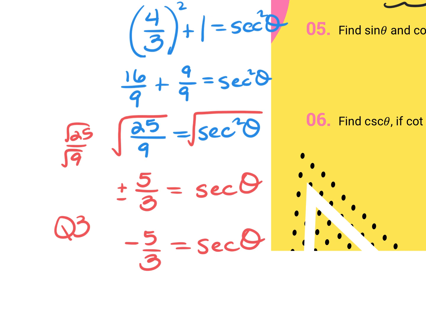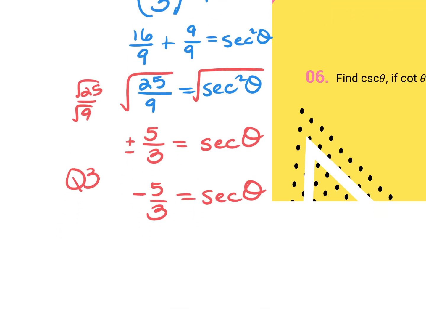Now, the question didn't say find secant. Remember, it said to find sine and cosine. Remember, secant is the reciprocal to cosine. So now to find cosine of theta, all I need to do is flip my fraction. Now for sine, I need to do a second identity.